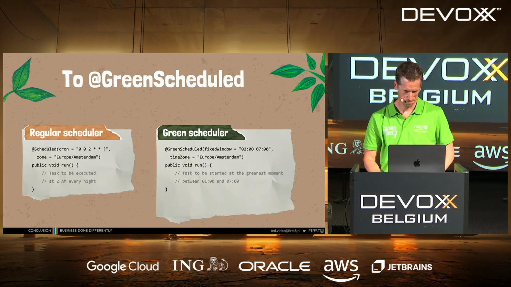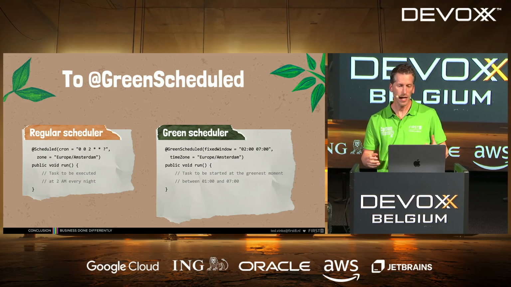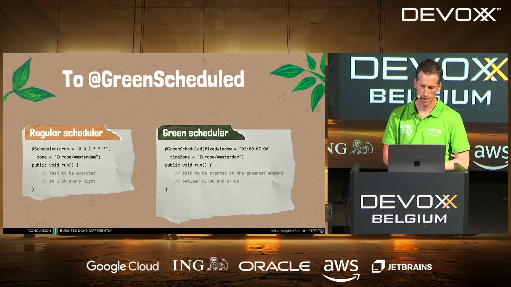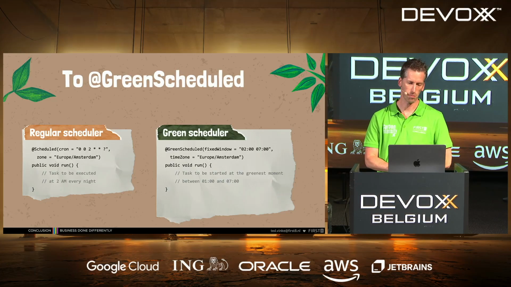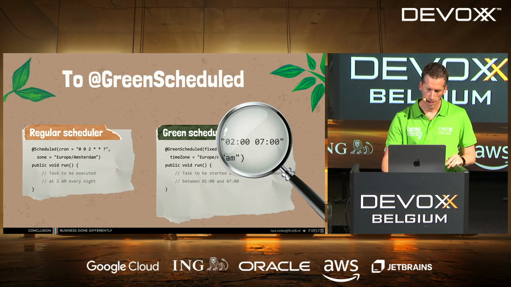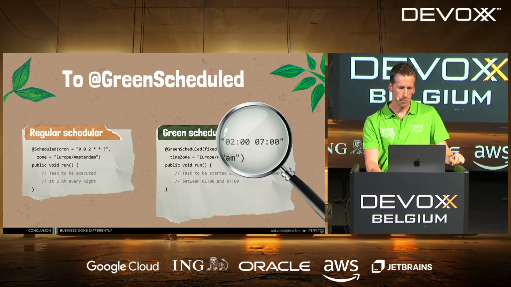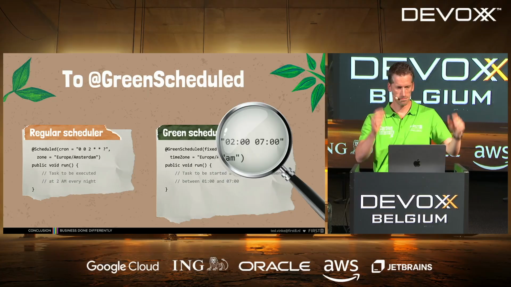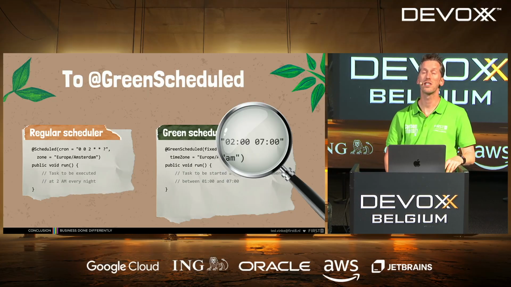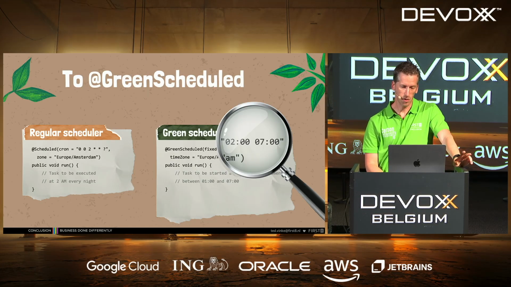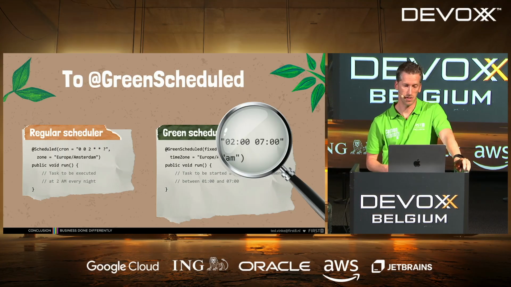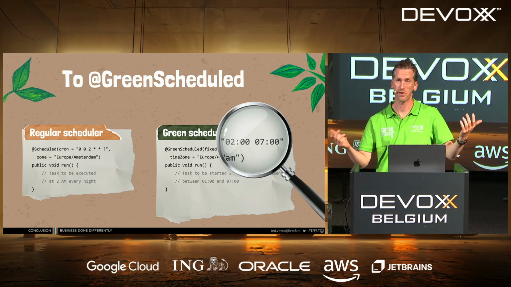Finally, some code. So on the left, you see the old way, the existing @Scheduled annotation of Spring at 2 o'clock in the night. And on the right, the new way. That's the GreenScheduled annotation from our library. We keep the time zone, and we don't specify an exact time, but a window. For instance, between 2 and 7 a.m. The scheduler will now figure out the cleanest time based on the data from the API. It's that simple. It's the same code, it's just smarter execution.